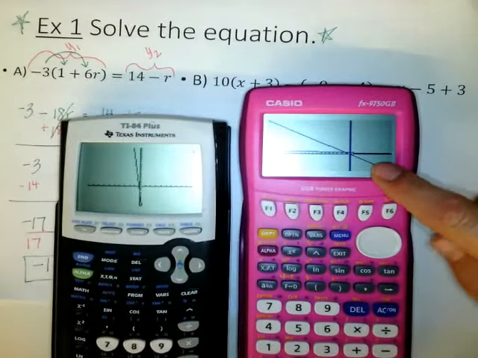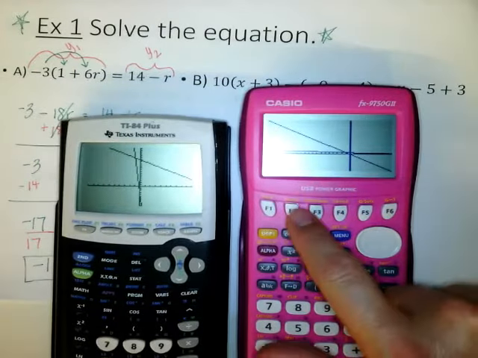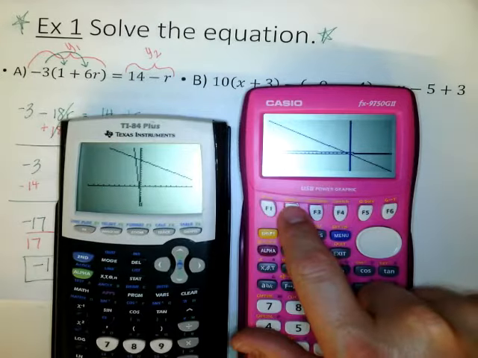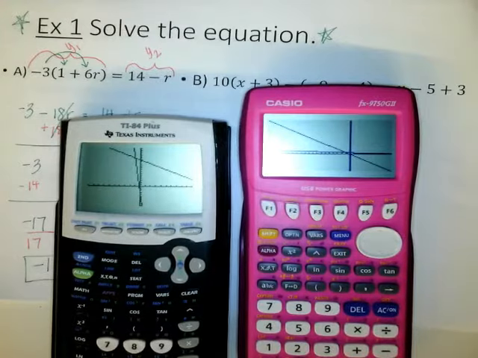On my Casio, I used the Auto Graph feature. Do you see in yellow? I have it in yellow. It's a second function, so second zoom. It must be 138.